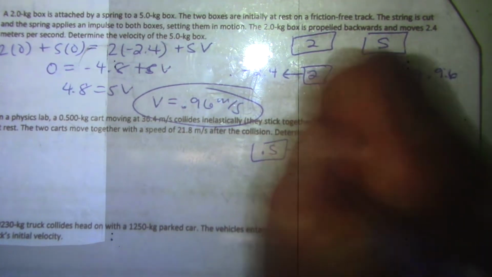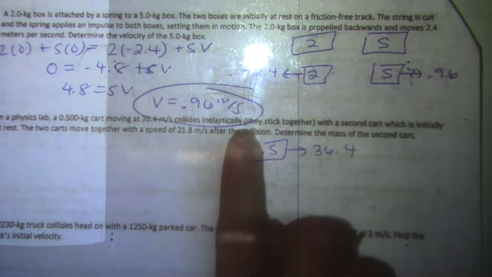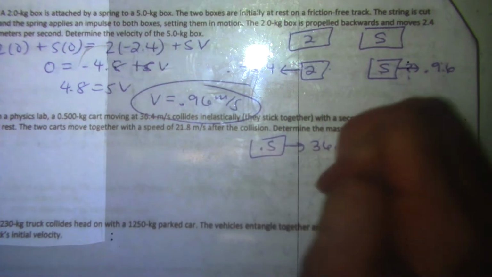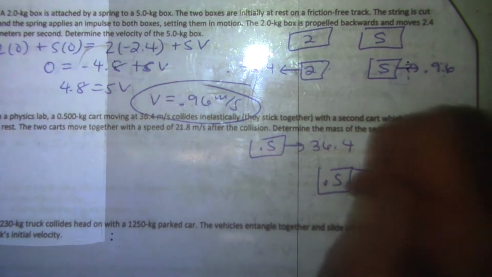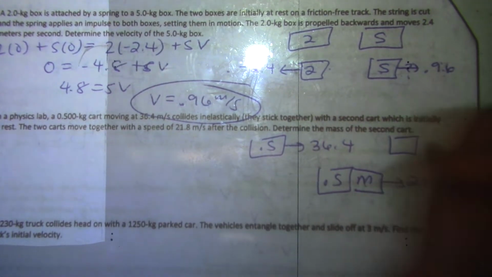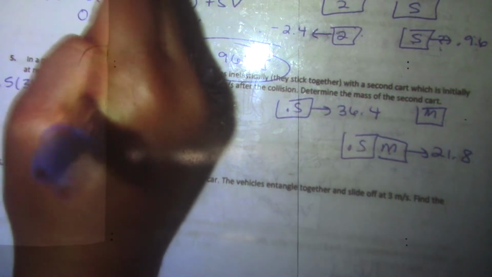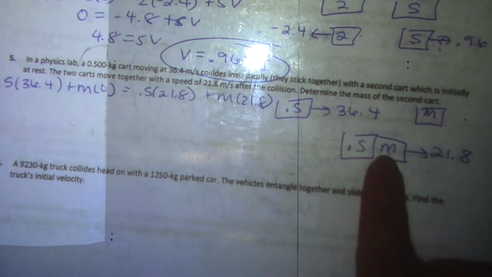We've got a 0.5 kilogram cart moving at 36.4. It collides inelastically with the second cart, which is initially at rest. And together, they stick together and they move off with a velocity of 21.8. And I don't know this guy's mass, so I'm going to call it m. And now we plug into our equation. Now, because they are both moving together, I know both of them each have the velocity of 21.8. So that is this guy's velocity and this guy's velocity.